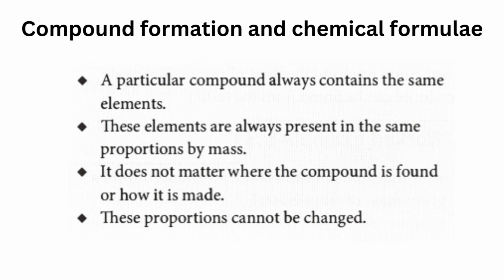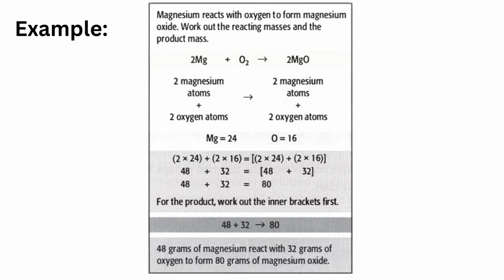Compound formation and chemical formulae. A particular compound always contains the same elements. These elements are always present in the same proportions by mass. It does not matter where the compound is found or how it is made. These proportions cannot be changed. Example, magnesium reacts with oxygen to form magnesium oxide. Work out the reacting masses and the product mass. 48 grams of magnesium react with 32 grams of oxygen to form 80 grams of magnesium oxide.